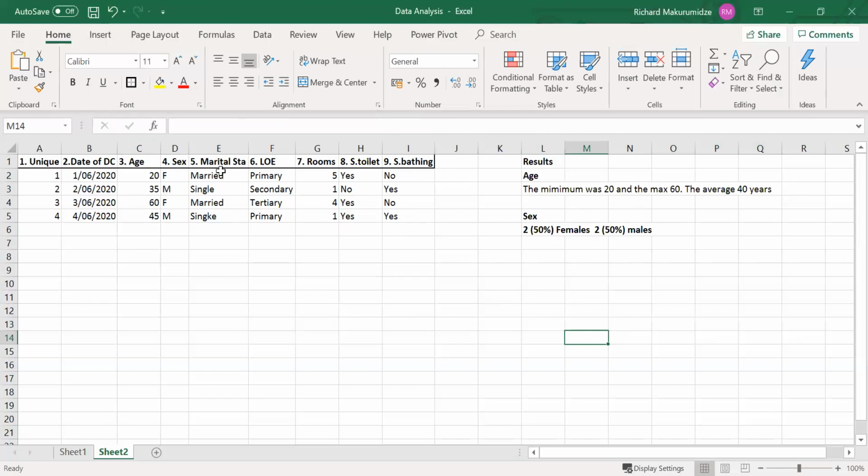And then marital status. How many were married? How many were single? You can count. And you are now counting how many were married. Per level of education, you can also do the same. Then these are the frequencies, and these are the percentages. When we are going to be analyzing our data, we are going to use frequencies. Those are counts.